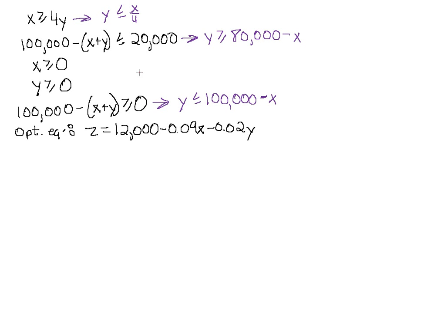Welcome back. In the previous video, we were looking at an investment application of linear programming where we found these 5 constraints, and we defined this optimization equation. This is ultimately what we want to maximize. So now that we have all 5 constraints written in slope-intercept form, let's go ahead and put these on a graph and see what it looks like.